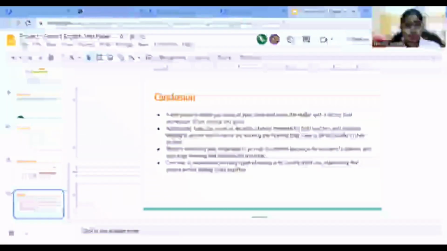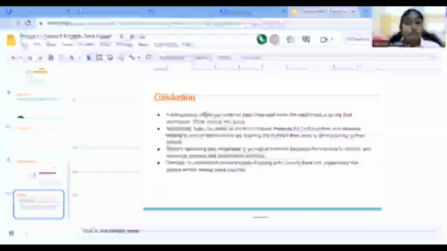The conclusion of a test paper is where you wrap up your ideas and leave the reader with a strong final impression. It has several key goals. Yes, in a test paper, we as educators wrap up our ideas. For example, we wrap up our ideas through the questions and leave the reader with a strong final impression. So it has several key goals.